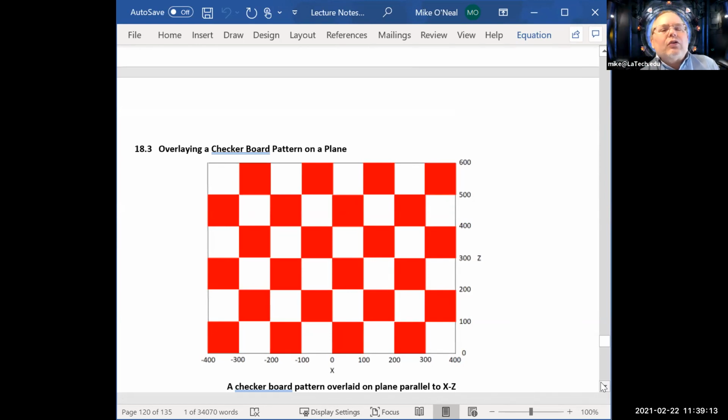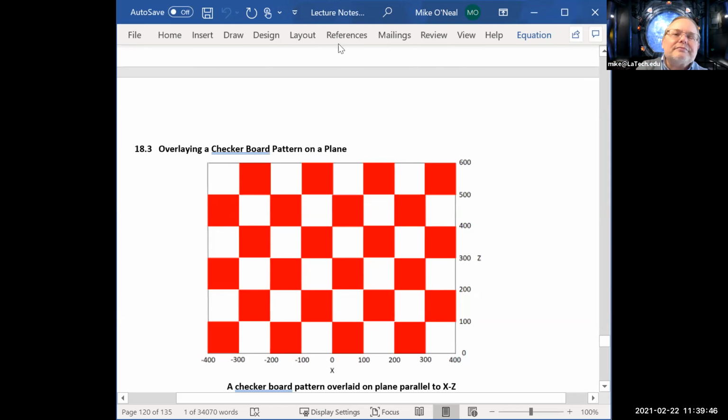Instead of that, though, we are going to have a checkerboard, and we will algorithmically generate the pattern onto the plane, is what we're doing here. So how do I algorithmically generate a checkerboard pattern? Well, first of all, this checkerboard is going to be in the XZ plane. It's going to be in the XZ plane because we're looking at it.